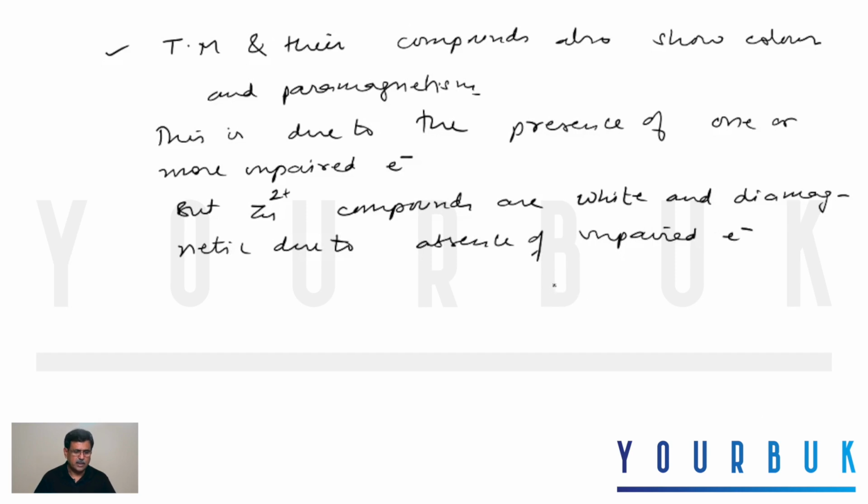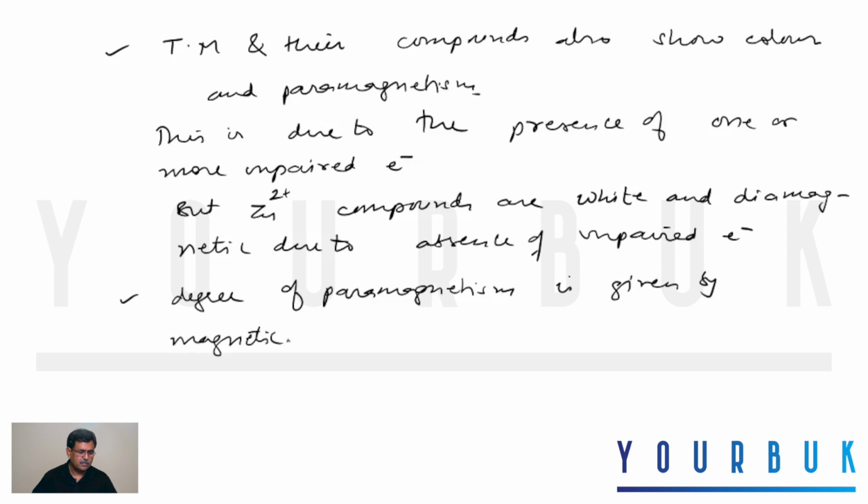So to find out whether the unpaired electron is present or not, you write the electronic configuration. If you have any unpaired electron present, then the compound will show color and will also show paramagnetism. Paramagnetism means they are attracted towards the magnetic field, and the degree of paramagnetism means how strongly the substance is attracted. Degree of paramagnetism is given by magnetic moment, and the symbol is mu and is given by the square root of n(n+2) Bohr magneton, where n stands for the number of unpaired electrons.